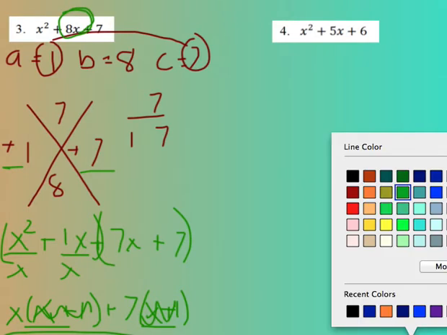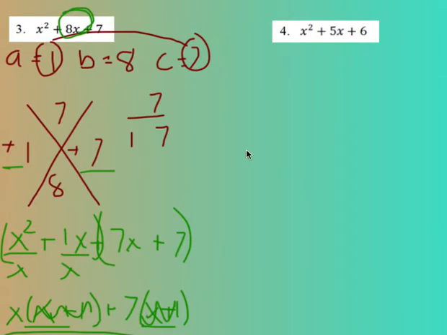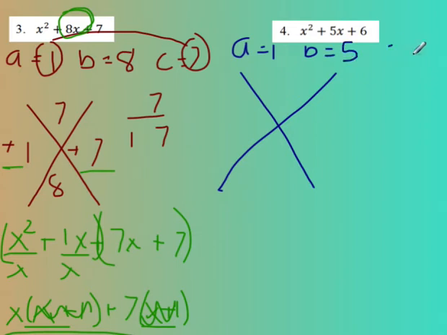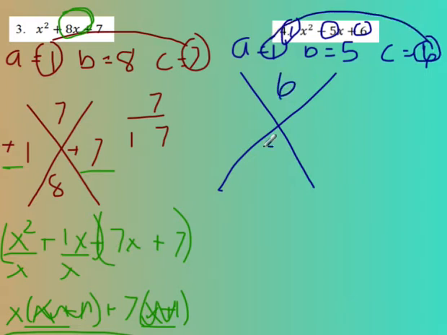Taking a look at number 4. So for number 4, we need to set up our x. So our A is equal to 1, our B is equal to 5, and our C is equal to 6. So just as a reminder, A always comes from the squared term, B comes from the x term, and C comes from the constant. So the top of our x is going to be 1 times 6, which is 6, and then adding to 5.